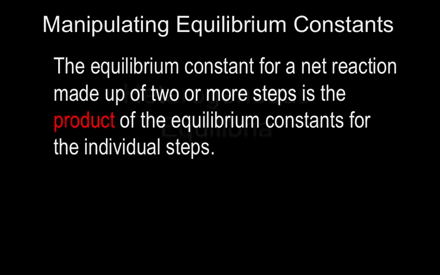Last thing is, if you look at a net reaction and you're trying to figure out the overall K, instead of adding them like we did with delta H, it's the product of all of the equilibrium constants. So if we have a multi-step reaction and we know the K value for the individual steps, if we want the K for the overall, then we take the product of those equilibrium constants.